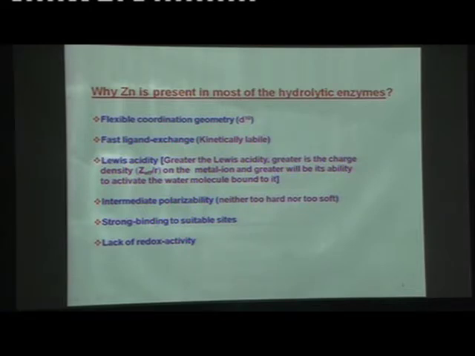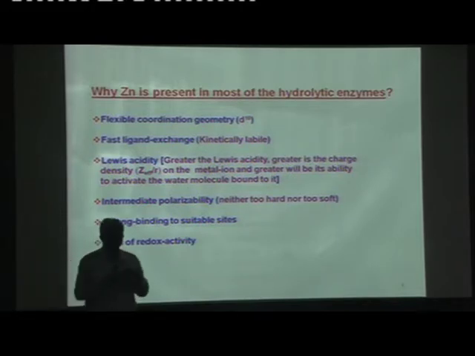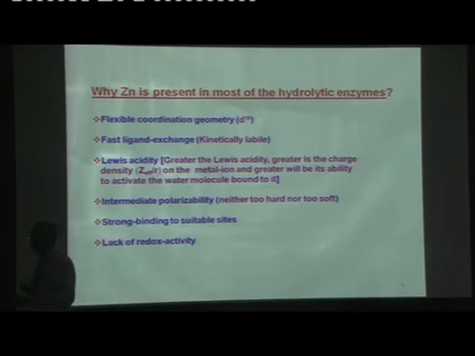Fast ligand exchange, kinetically labile. That means a metal ion bond is being formed, and after some time the bond can be broken. If your bond formation and bond breaking is too sluggish, then your compound will be formed, but nothing will be liberated. Catalysis is the one thing where you do a reaction, and it has to liberate. So fast ligand exchange is a good thing.